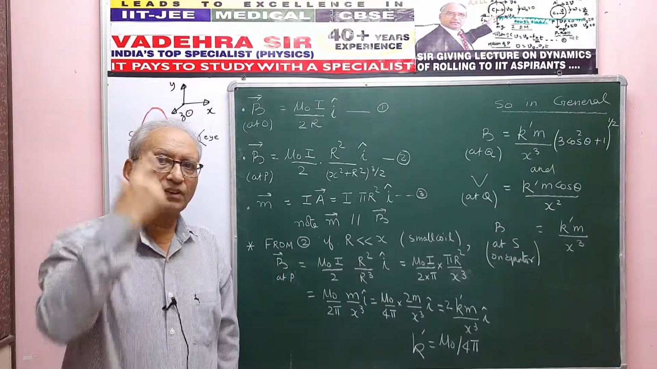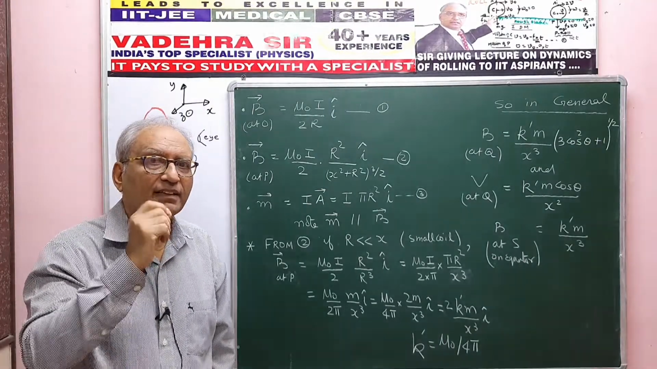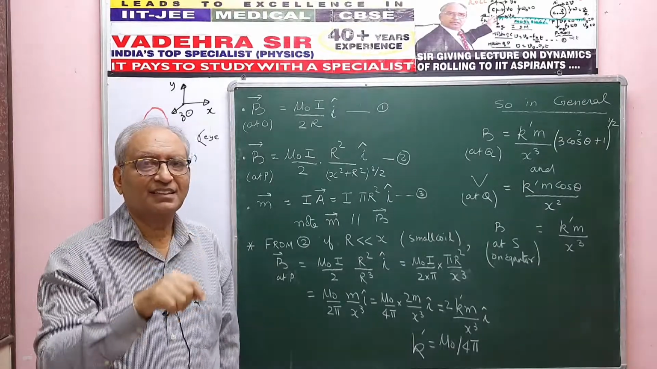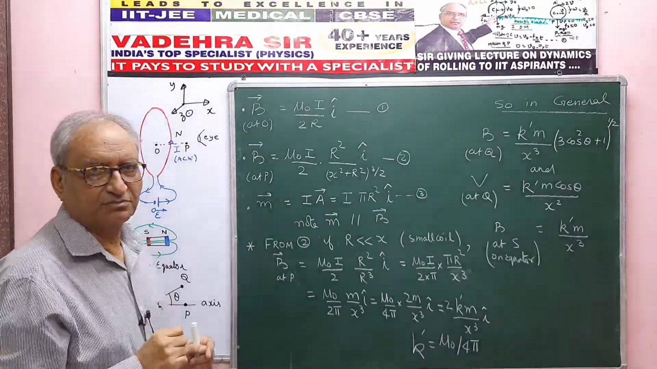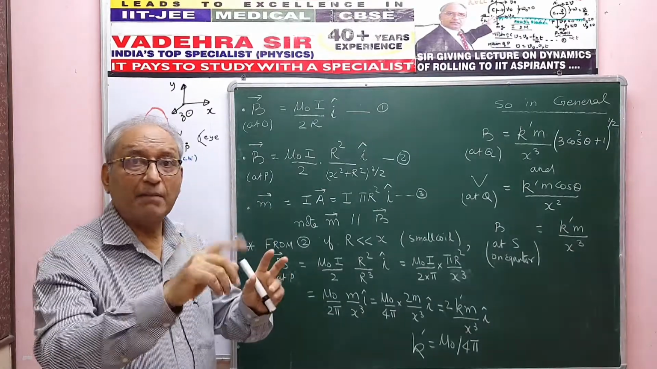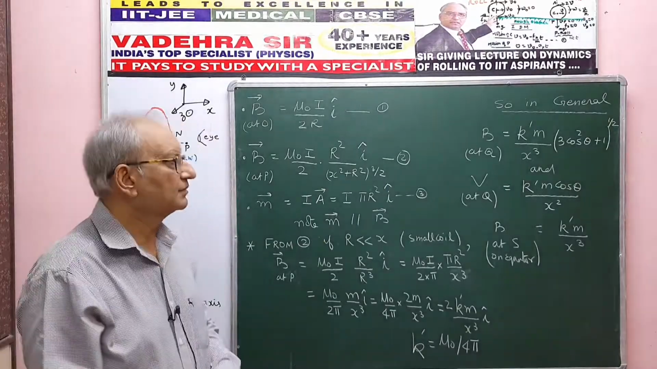And for the electric dipole, the dipole moment is QD. So here also it will be QD, but Q here is the pole strength. So ampere meter into meter, that becomes ampere meter square. Well, that's the SI unit of the magnetic dipole moment.